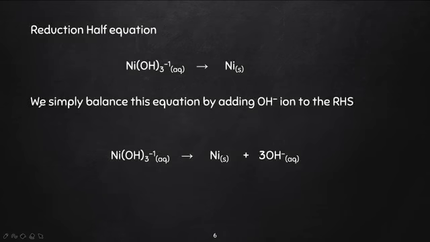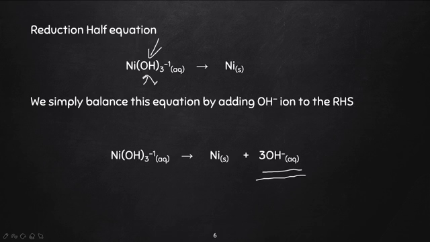So now, for the reduction half equation, we don't really need to add water and hydroxide ion, because we're only dealing with OH in particular, so there's no major need of adding water to the side with more. Or if you want to do that, you can, but you just end up expanding your equation and canceling a lot of things later on. The simple way is to just add 3 hydroxide ions to counteract the effect of the 3 hydroxide ions present in the nickel(III) hydroxide.